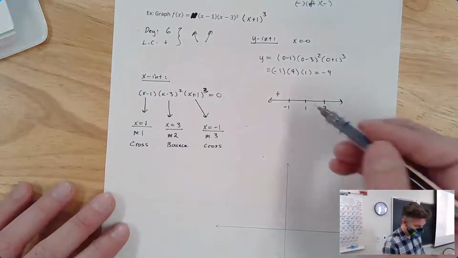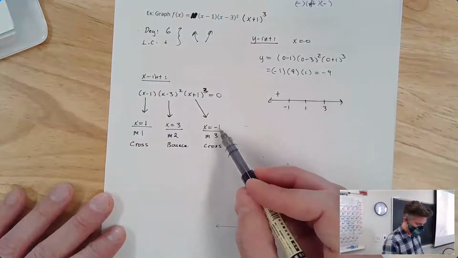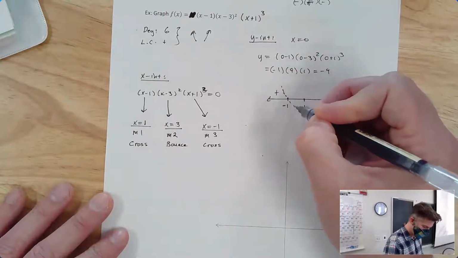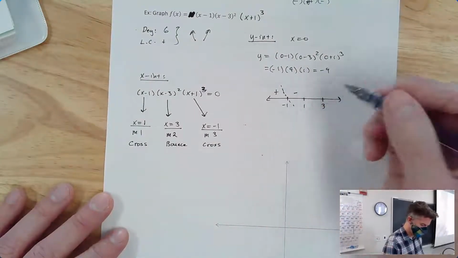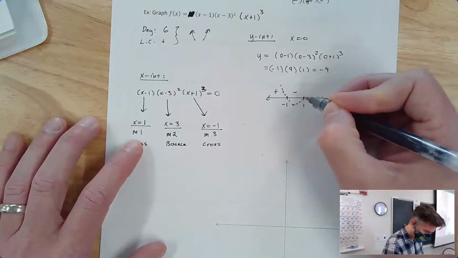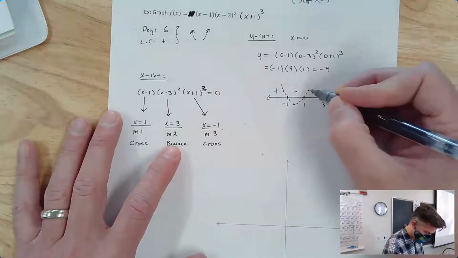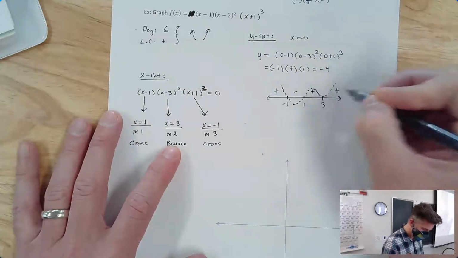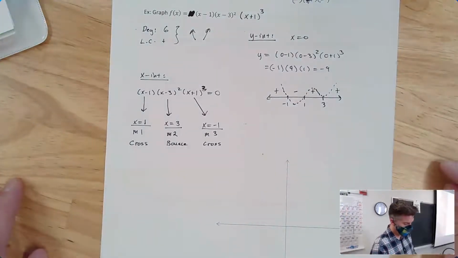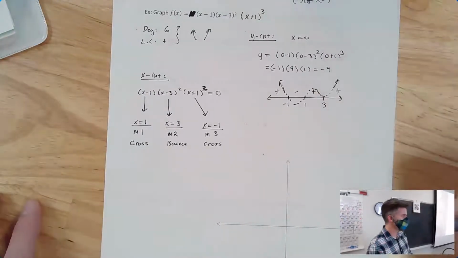And then instead of doing that 3 more times, I'm going to just say, well, I know that at x equal to -1, it's going to cross. So it's going to go from being positive to negative because it's going to cross. And then at +1, it's also going to cross back over to being positive. And then at 3, it's going to bounce, so it's going to bounce and stay positive. And I'm happy about that because it looks like my end behavior is right. It's up on the left, it's up on the right. So I'm good with that.